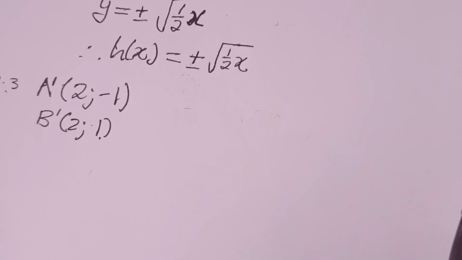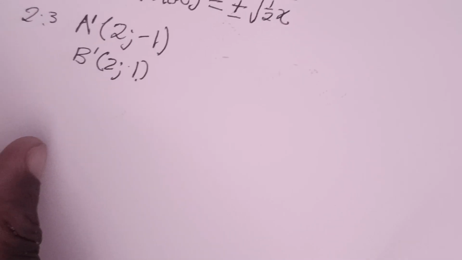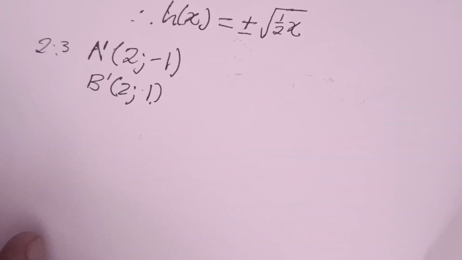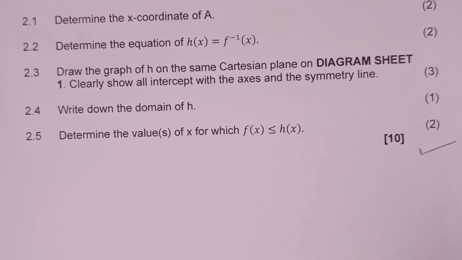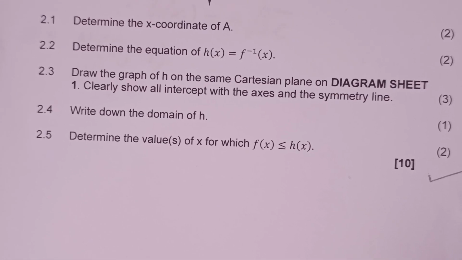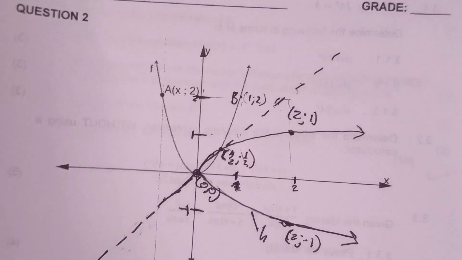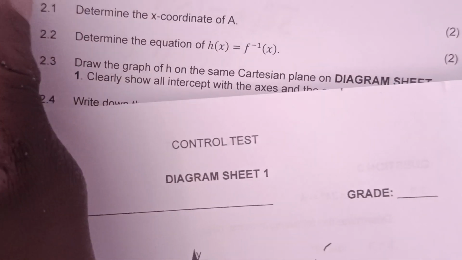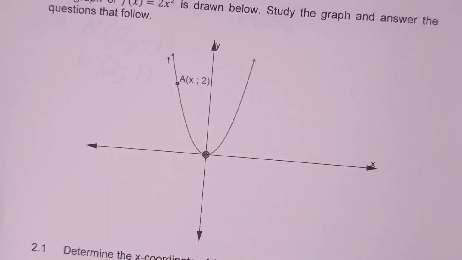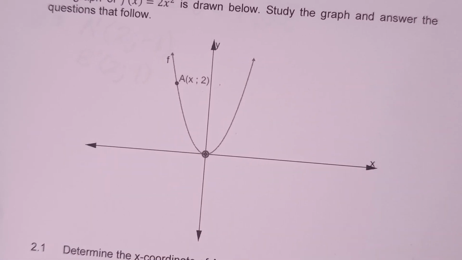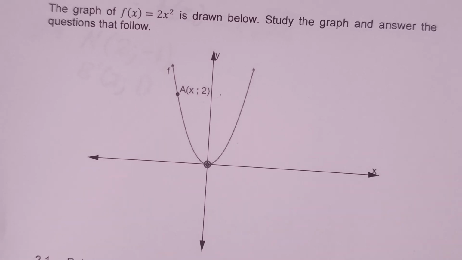And now let us look at 2.4. We are looking for the domain. Write down the domain of h, meaning write down the domain of the inverse function from the original function. Now, how do you write that domain? Let's look at the range of the original function, because the range of the original function is the domain of this particular function. For inverse functions, whatever was the domain becomes the range, whatever was the range becomes the domain.